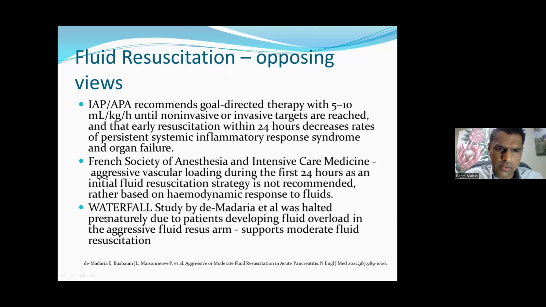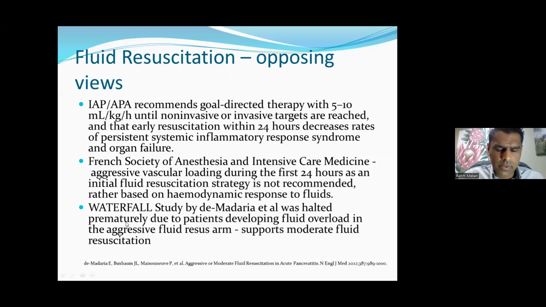So on the floor, one would start with fluid resuscitation. If the patient's hypotensive, you'd give them a bolus of fluids. And the preferred fluid was Ringer's lactate, which had a better outcome.